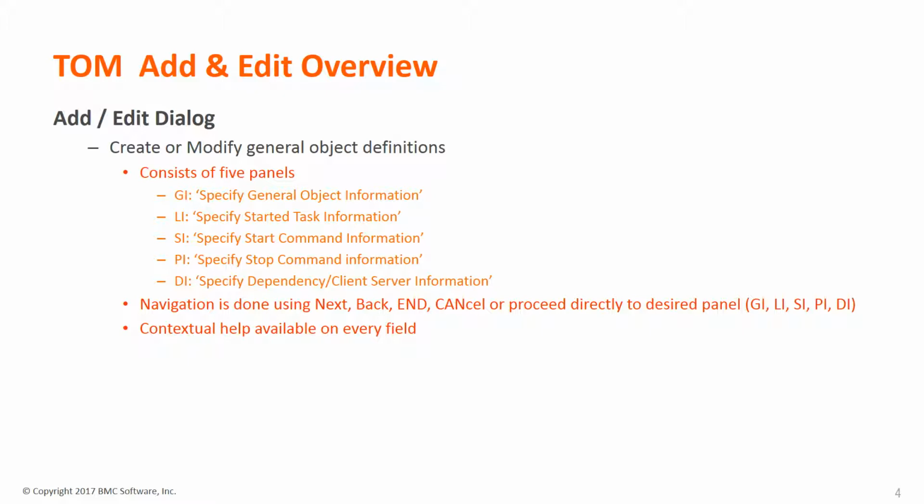GI will let you specify the general information for the object. LI will specify the started task information. SI is where you will specify any start-related information. PI is for your stop commands, and then the DI panel is used to specify your dependency and client-server information.